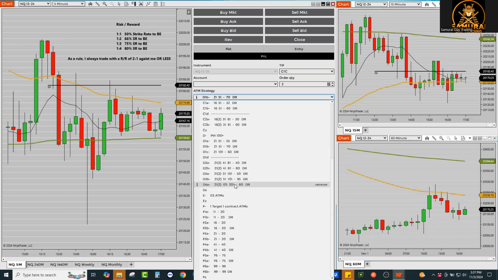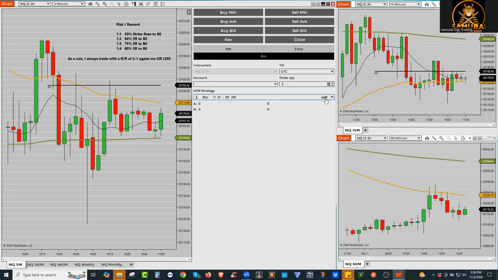The ES ATMs I find to be easier. The market moves slower, so I don't need sections of ATMs pretty much. I'll just put them into the E section right now, and let's see if we can, as quickly as possible, do our ES ATMs. E1. What am I looking at? 2 contracts, 4s and 8s with 8 ticks.